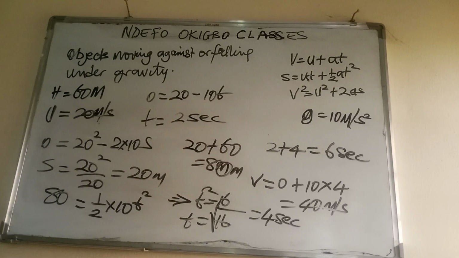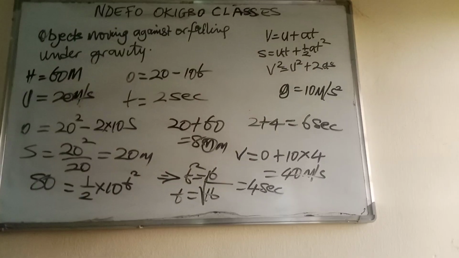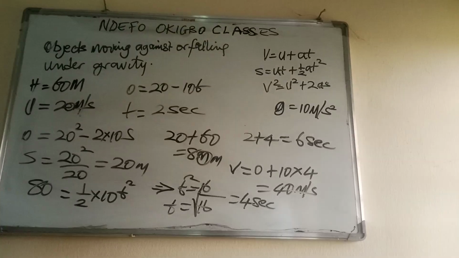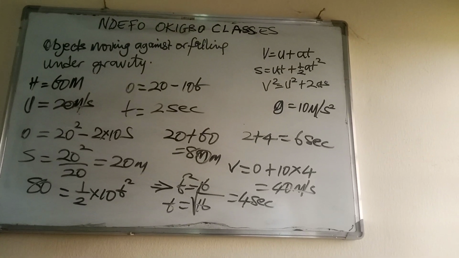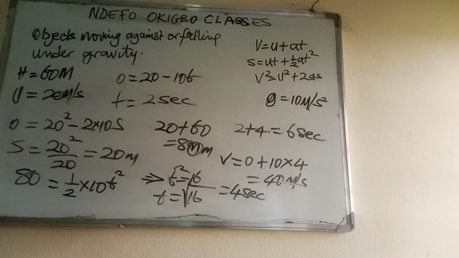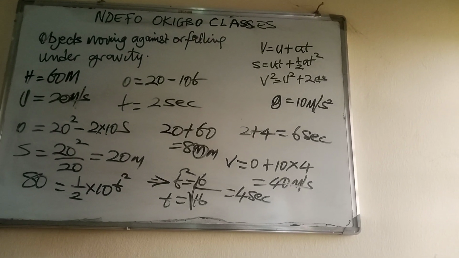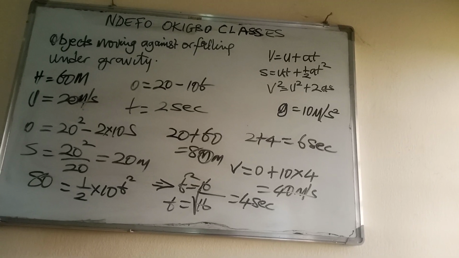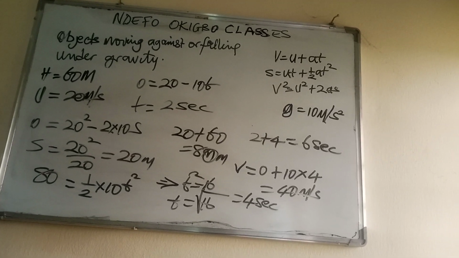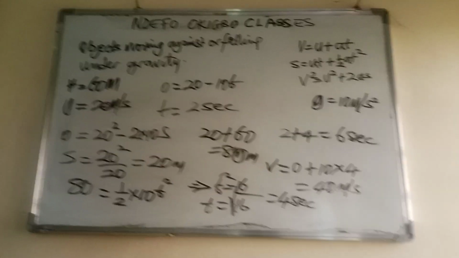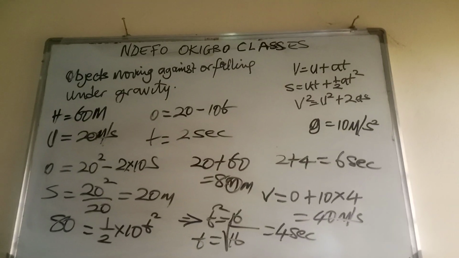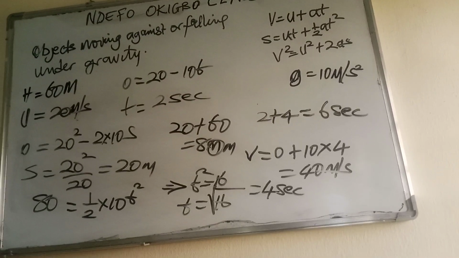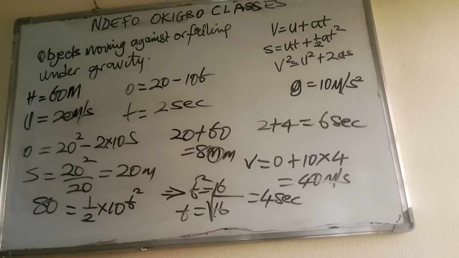The question says a stone is thrown vertically up from the top of a tower 60 meters above the ground. From 60 meters above the ground, it was thrown up with a velocity of 20 meters per second. That's the initial velocity. When it gets to the highest place, the final velocity will be 0. How long did it take for the stone to return to the ground, and at what velocity did it do that?